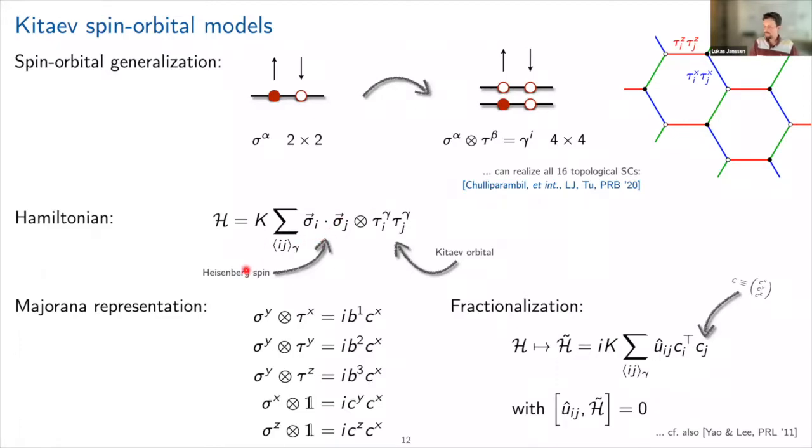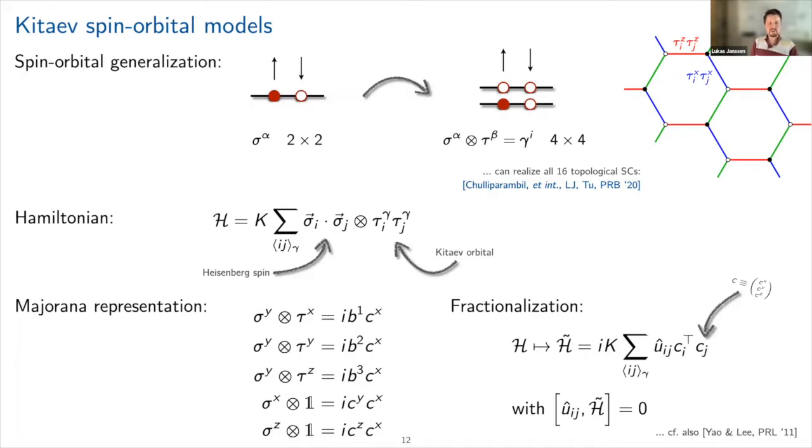Because now we have 4x4 gamma matrices, and there are 5 anti-commuting 4x4 matrices, you need 6 Majorana operators. These 6 are called b1, b2, b3, and cx, cy, and cz. If you plug these into the Hamiltonian, then you can show, again, that you can write this in terms of U operators, which are again just products of the b's. These U operators live on the links. The only difference now to the original Kitaev model is that there are 3 of the c operators now: we have 3 flavors, cx, cy, and cz. Again, these U operators commute among themselves and commute with the Hamiltonian, and thereby can be simultaneously diagonalized with the Hamiltonian.